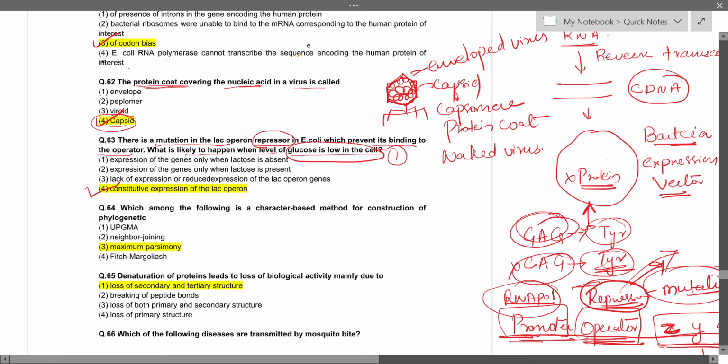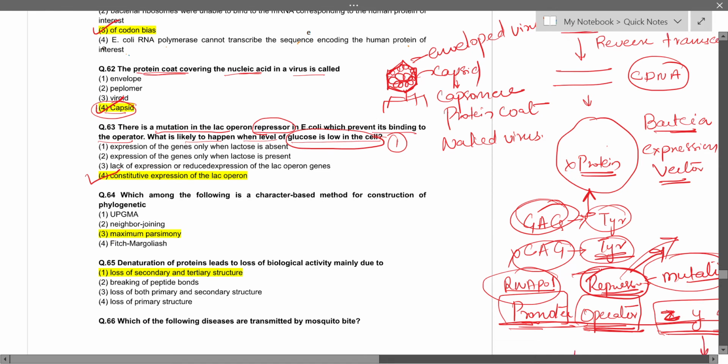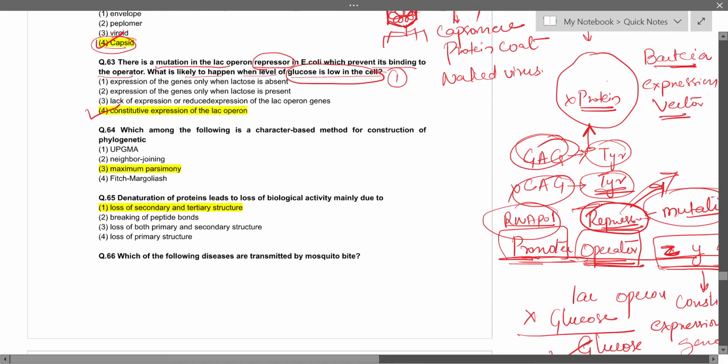Next question: which among the following is a character-based method for construction of phylogenetic trees? So this is a conceptual question. The character-based method for construction of phylogenetic trees is the maximum parsimony.